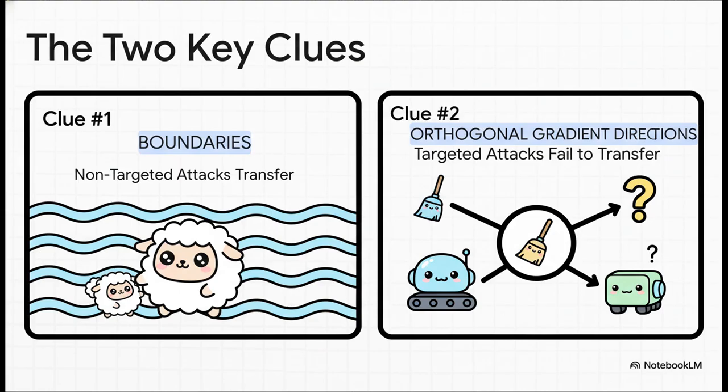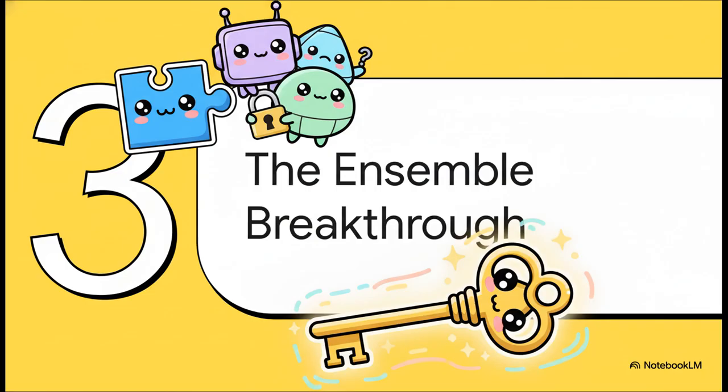So let's put these two clues together, because this is the solution to the puzzle. The big reason non-targeted attacks transfer is that those decision cliffs are all aligned. You just need a little nudge to fall off. But the reason targeted attacks don't transfer is because the specific, secret paths to get to a target, like broom, are pointing in wildly different directions for each AI. This was the answer. So if every AI has a different secret path, how in the world do you find one that works on all of them?